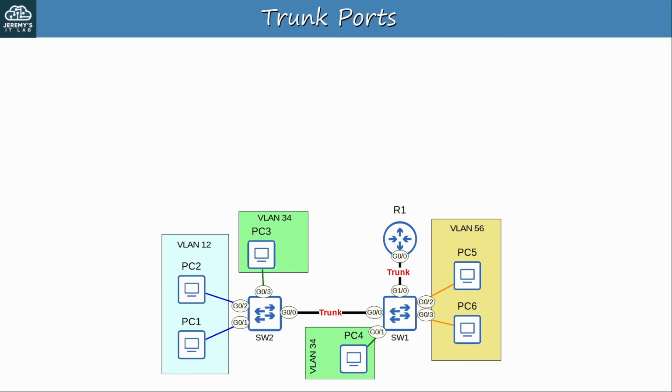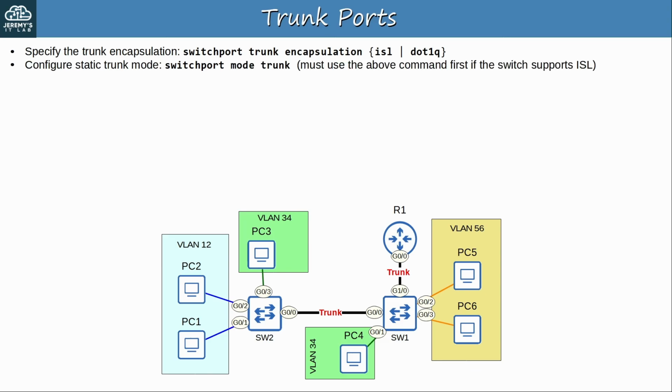And now, let's review how to configure trunks. We'll practice all of these configurations in the lab, so let's just list the commands for now. First, you may have to specify the trunk encapsulation with switchport trunk encapsulation dot1q, or ISL of course, but you probably won't use that. This command is only available on switches that support ISL, by the way, and many switches these days only support .1q, in which case this command is unnecessary. Next, you can configure a static trunk with switchport mode trunk. Note that if the switch supports ISL, you'll need to use the above command first.